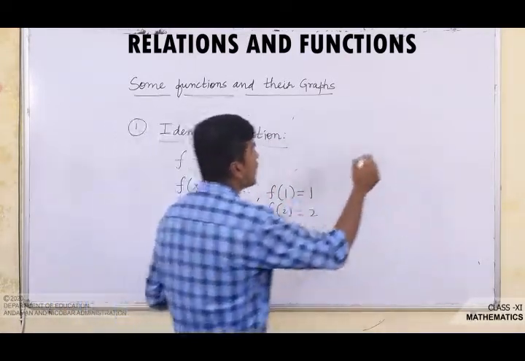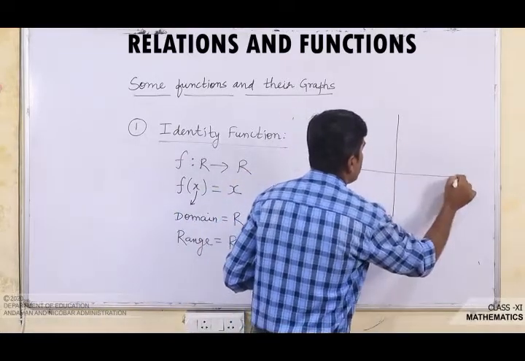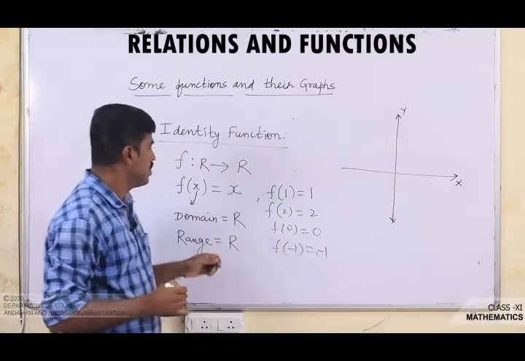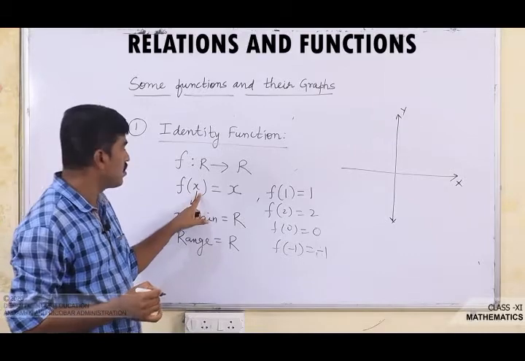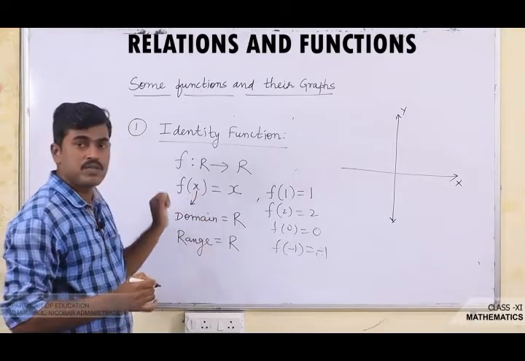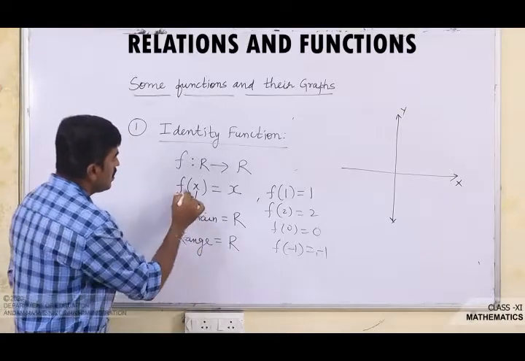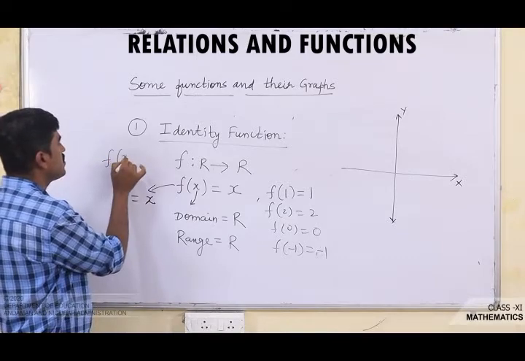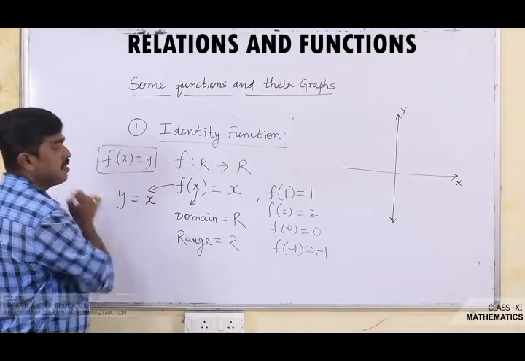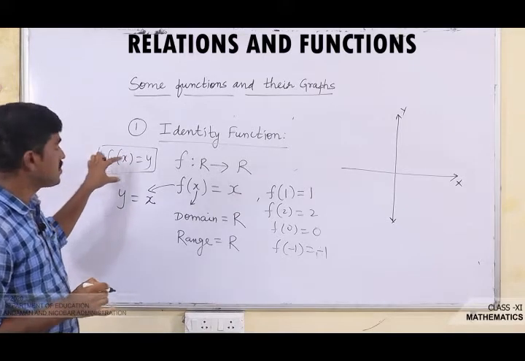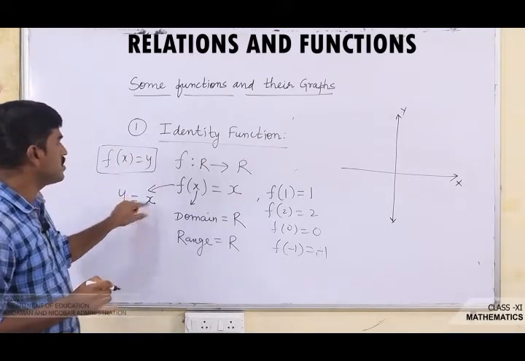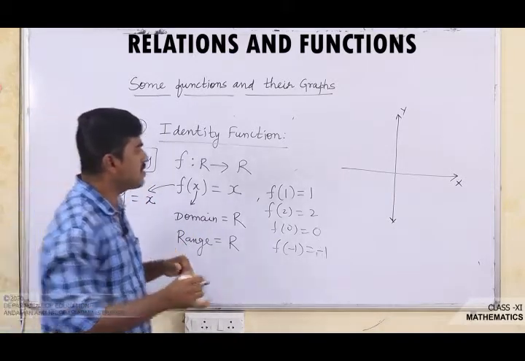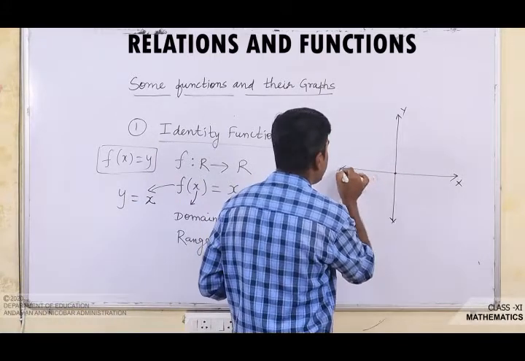How to draw the graph of this function? This is the x-axis, then the y-axis. Now we have to take points. If we take x = 0, then we get f(x) = 0. This can also be written as y = x, as we write f(x) = y. A function is generally in this form, f(x) = y, or we can write y = x. So it is a straight line passing through the origin. If x = 0, then y is also 0.